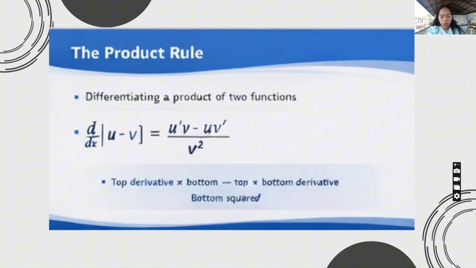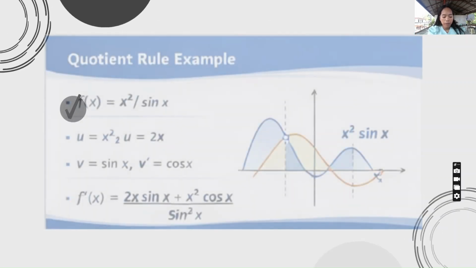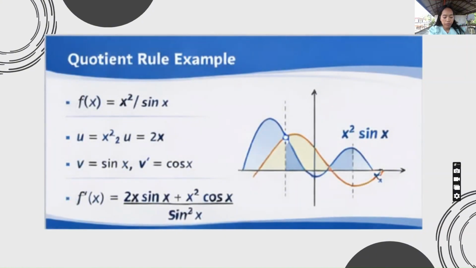The quotient rule ensures we account for the rate of change of both the numerator and denominator correctly. Without it, we would make mistakes when the functions involve divisions. So again, for the quotient rule, consider f of x is equal to x squared divided by sine x. So compute the derivatives again. u prime is equal to 2x and v prime is equal to cos x.